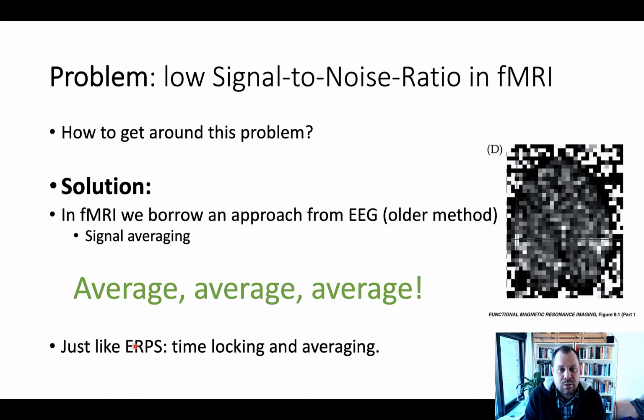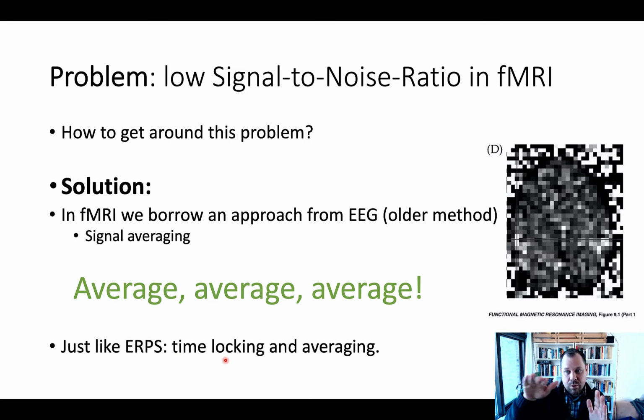Those periods of interest include the time point when, for instance, you show a decision or a stimulus to the participant and you're interested in how the brain responds to this stimulus or to this task. So we're time locking. Then we're repeating the same event over and over again in the experiment, let's say 30, 40, 50 times. So you're doing the same thing within the same conditions over and over again. This allows us to then time lock and average, right?